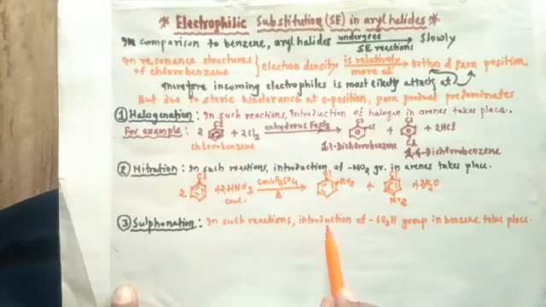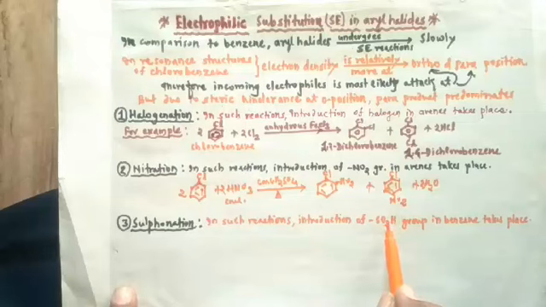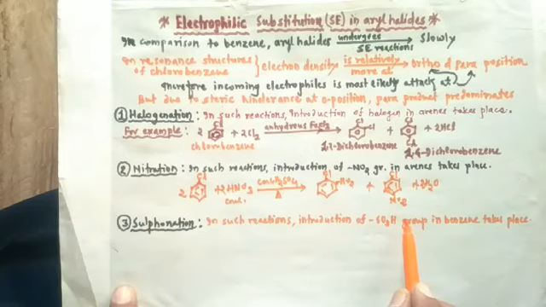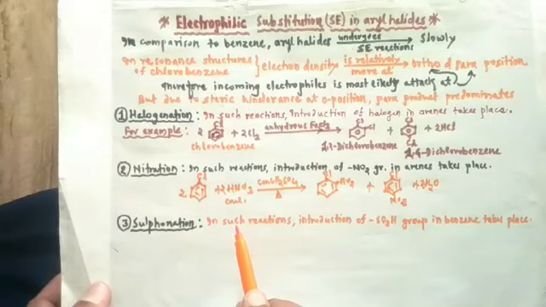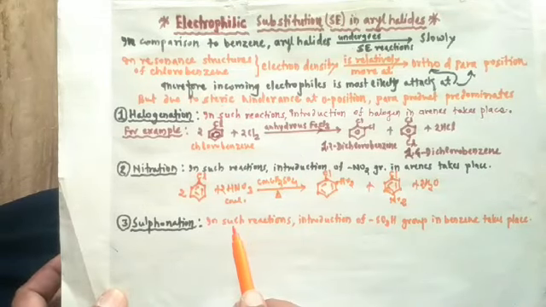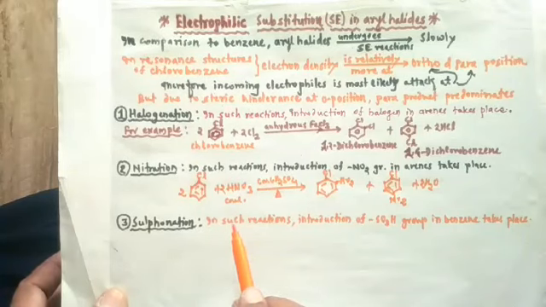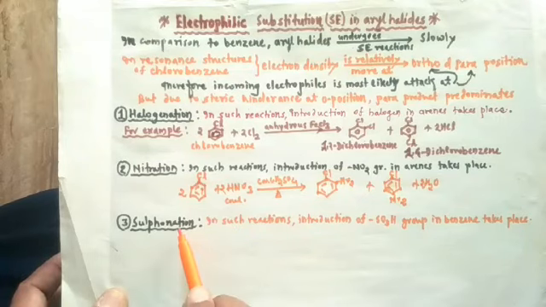So in such a reaction, introduction of the sulfonic acid group, that is the SO3H group, takes place in benzene or arenes. So in the sulfonation reaction, haloarenes are reacted with fuming concentrated H2SO4. In the sulfonation reaction, haloarenes or aryl halides are reacted with fuming H2SO4.